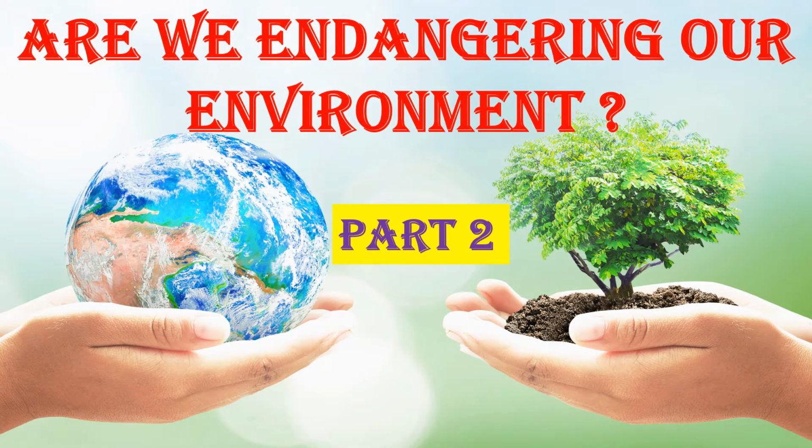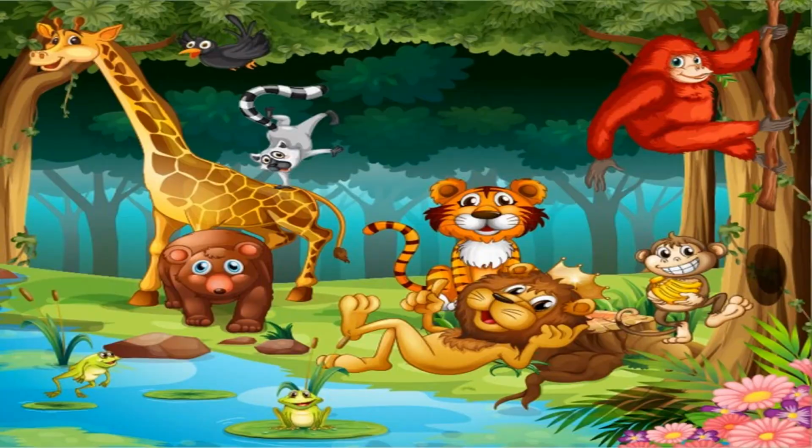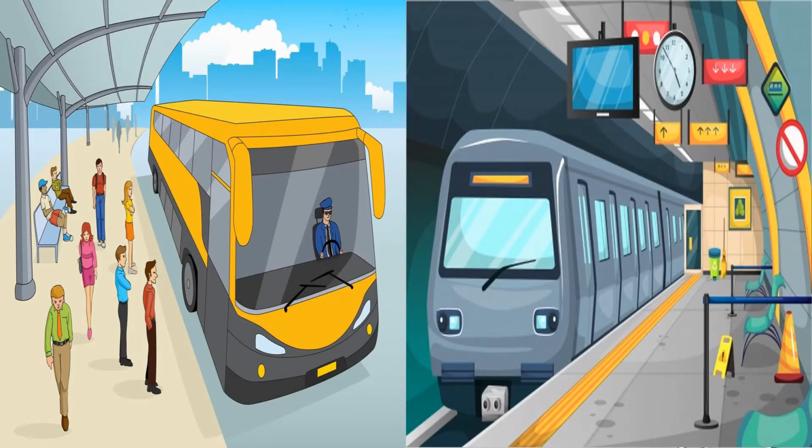Are we endangering our environment? Part 2. So students, in part 1 we have studied that birds, animals and insects make use of water that they found in their environment. So now, transportation facilities like bus and trains are available, and it saves the time and labor of a man.